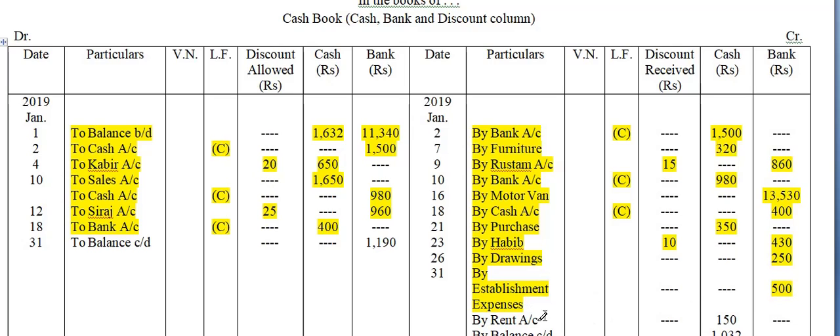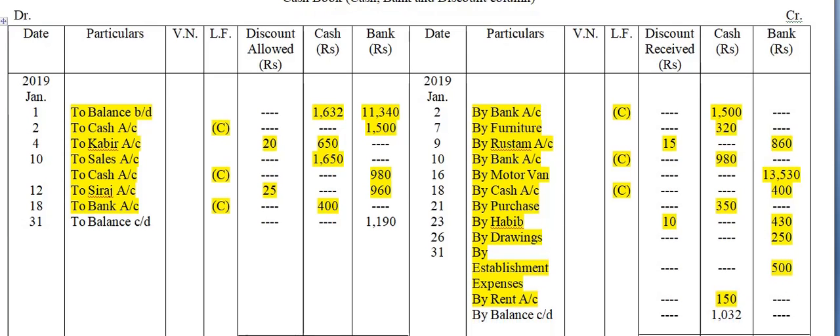On 31st, again, you are making the payment of rent in cash. So by rent, amount will be recorded towards the credit side. So all these entries have been included. Now what you will do?